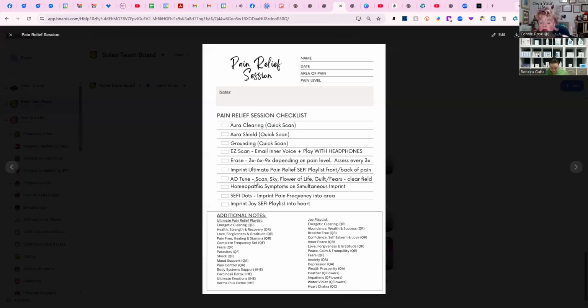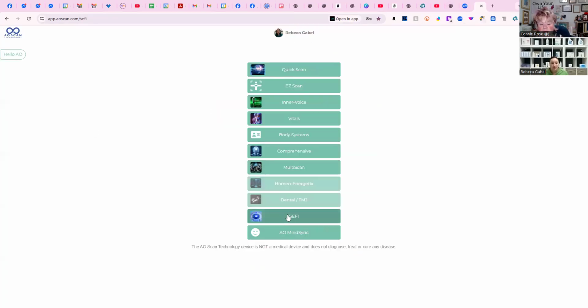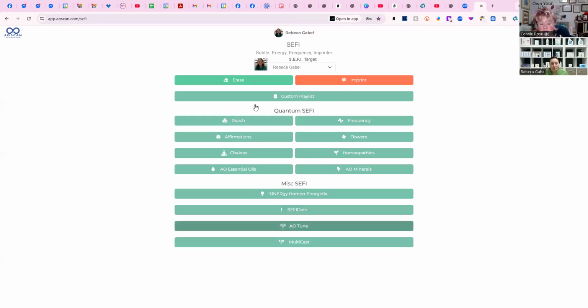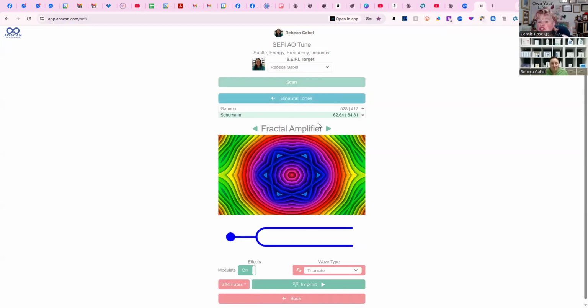So then I would go to AO Tune. And these are the frequencies I would use in AO Tune. I would scan it first. So AO Tune will actually tell us a lot of information. So go to Cephy, go down to AO Tune, and then I would hit scan. And we're going to see what frequency in AO Tune you could best benefit from. And it's saying the Schumann frequencies.